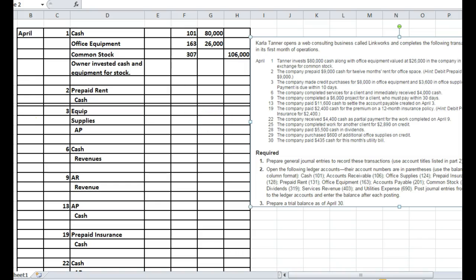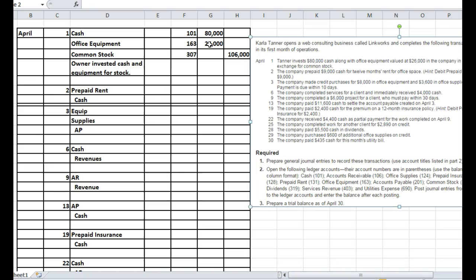So, first one, April 1st, and this establishes the business. The owner gives $80,000 and $26,000 in office equipment. And he receives, in exchange, $106,000 worth of common stock. So you have to create accounts, and you're going to create cash as a debit and office equipment as a debit because they're both assets, and to increase them, they're debited.